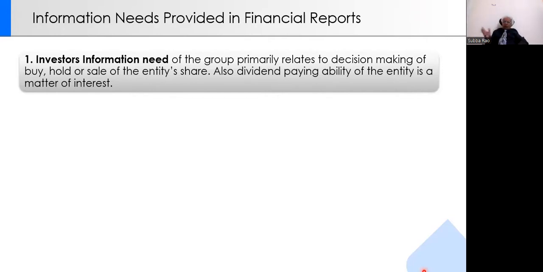Investors' information. I told you the need of this group primarily relates to decision making. I want to buy a share, I want to hold a stock, or I want to sell. All this information is provided by these financial reports to the investors. What is investors' information? Imagine you want to invest tomorrow in Asian Paints or Microsoft. You cannot simply close your eyes and invest.